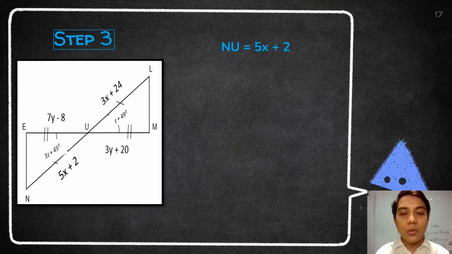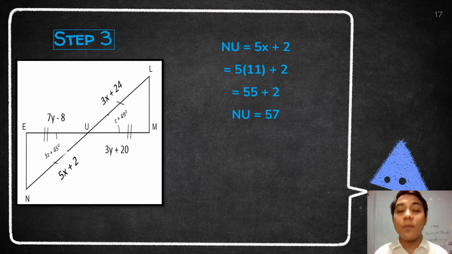For NU, which is equal to 5x plus 2, we need to use the computed value for x, which is equal to 11. Substituting this value to NU, we will have 5 times 11 plus 2. 5 times 11 is equal to 55 plus 2. And simplifying 55 plus 2, we will have the value for NU, which is equal to 57.